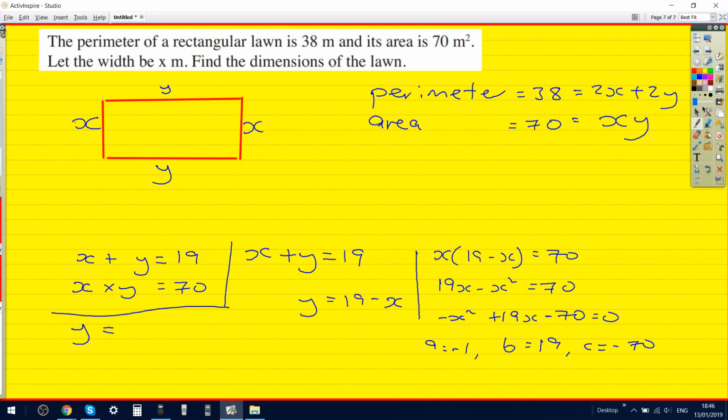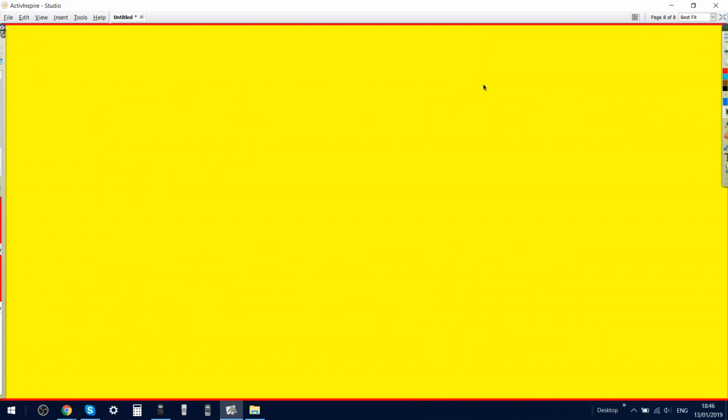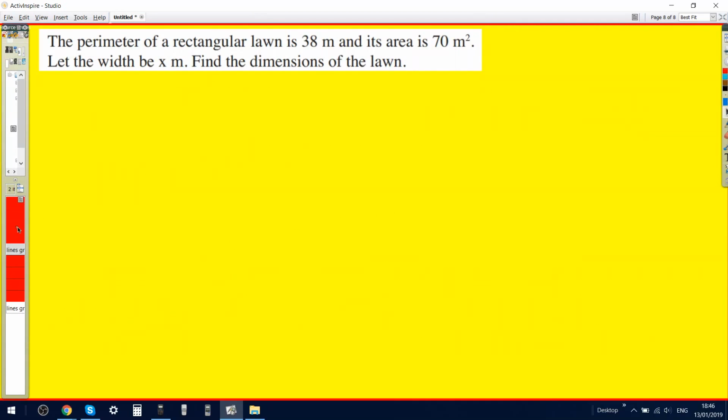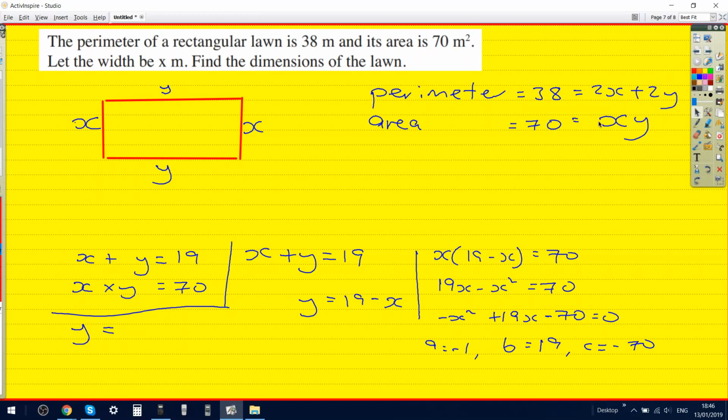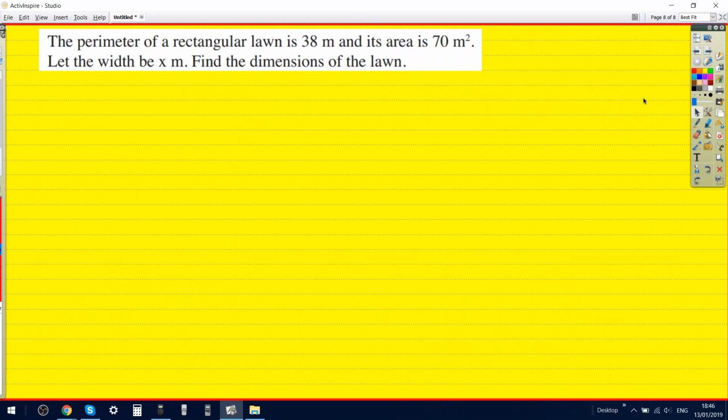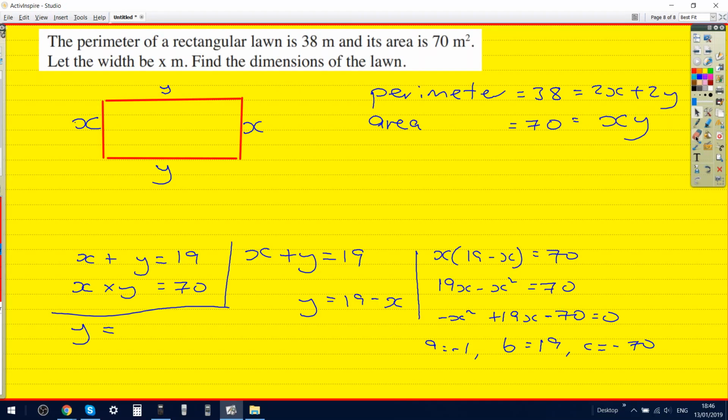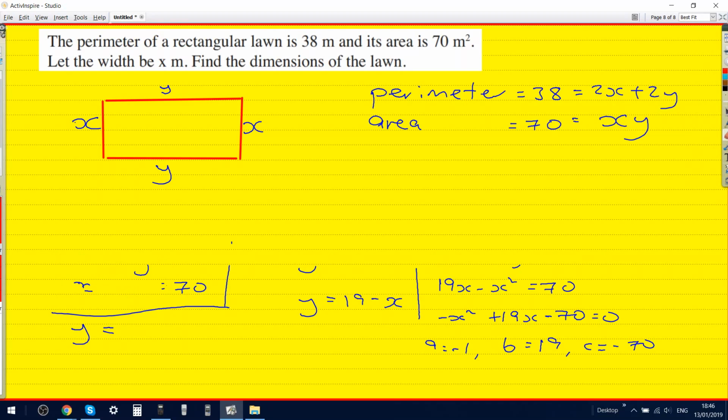So I think I can come up with a simpler method for this. I kind of used simultaneous equations by substitution, but I thought of a similar method that's simpler. Let me just copy paste the whole thing. So you know how the perimeter is 38? Yep. So what would be half of the perimeter?